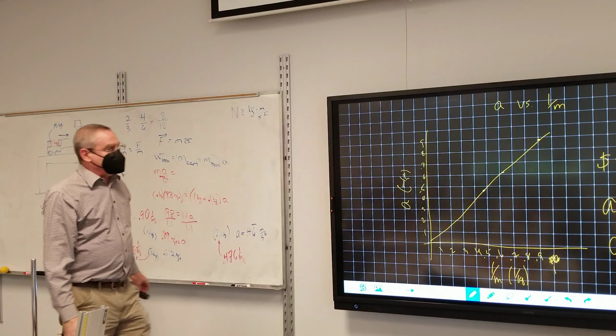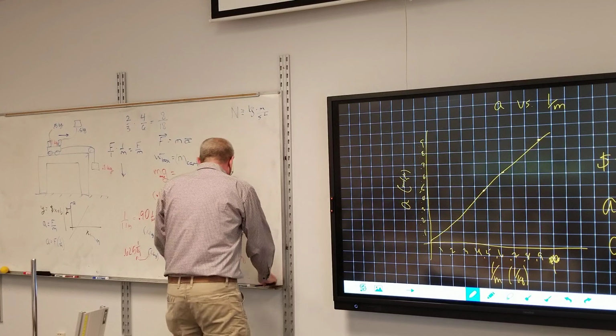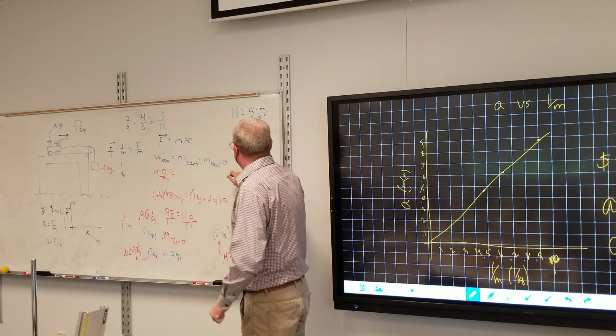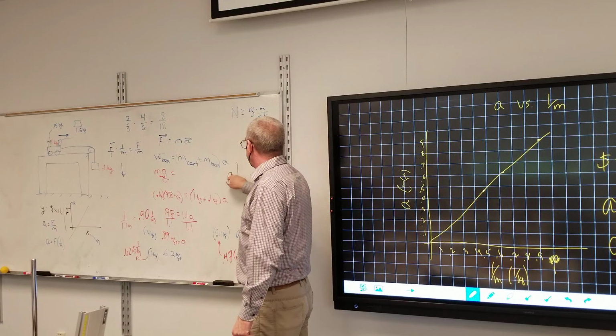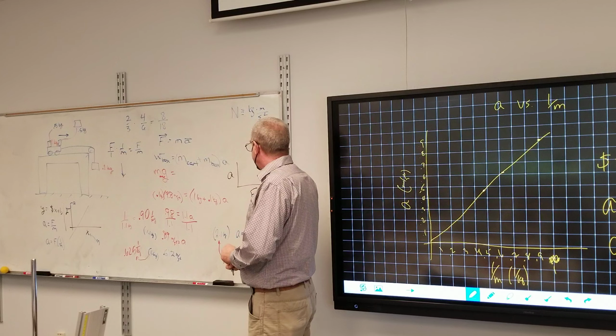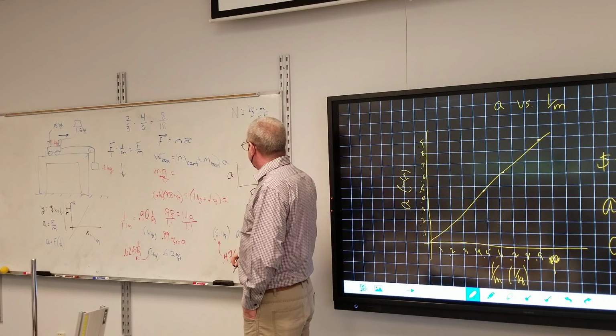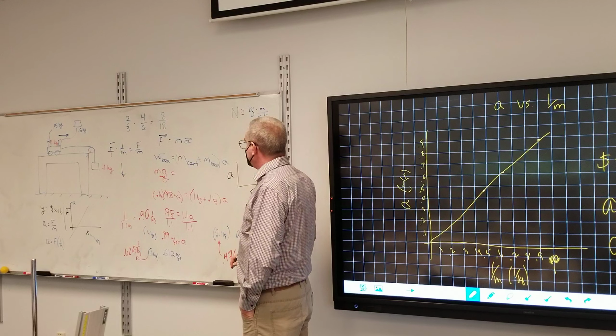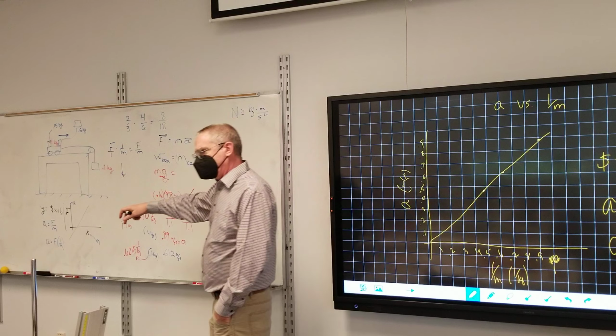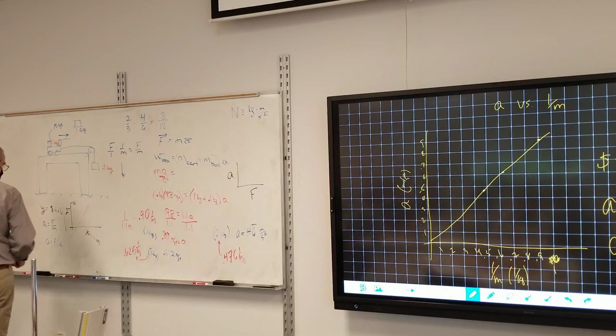So now when I plot, I'm going to be plotting acceleration versus force. If I plot acceleration versus force, I'm still basically dealing with the same thing over here. It's just that now my x value is force. And so this is acceleration is 1 over mass times force. That's my slope this time.